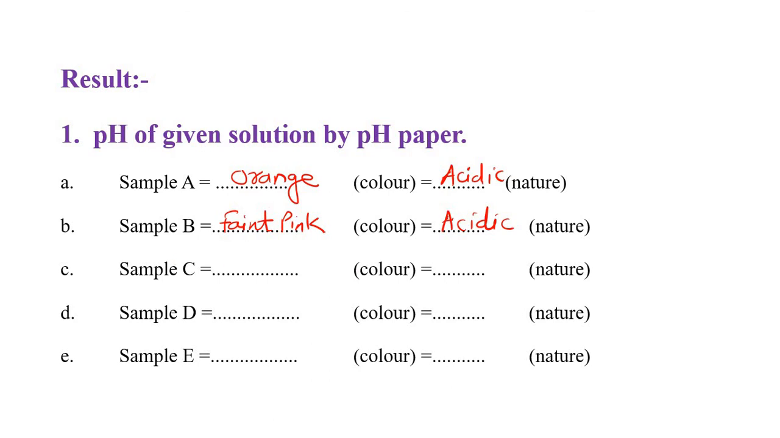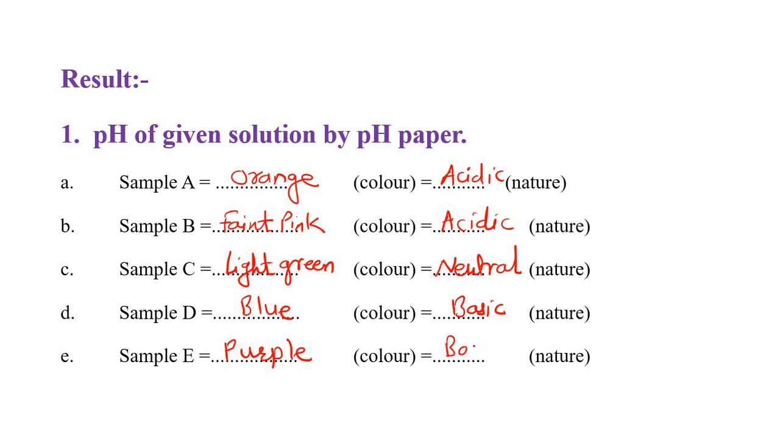For solution C the color change is light green. Depending on the colors, we'll come to know the nature of the solution is neutral. Then for sample D, the color change is observed as blue. Then the nature of the particular solution is basic. And for sample E, if the color change is observed as purple, then it is again a basic solution.